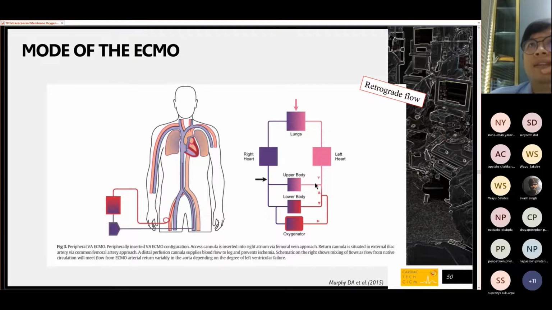So the blood is going to meet here. So for some patients who have the heart pumping well, but the blood cannot go to the upper body much like this. So I will show you later in this condition. But keep in mind that it is a retrograde flow for the femoral ECMO.